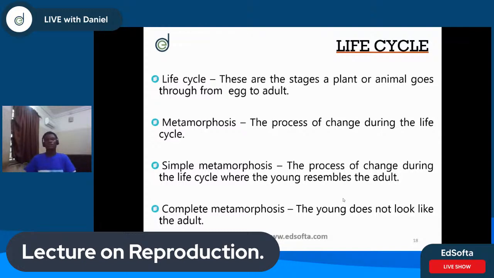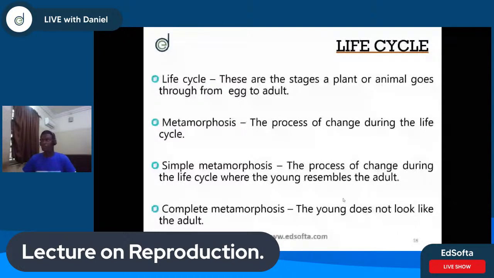So, life cycle. Man begins from birth and dies. The process by which he goes from childhood to the grave is what they call a life cycle. It occurs in all living organisms, everything that has life. So in a life cycle, there are stages a plant or animal goes through from egg to adult. It's called metamorphosis. That is a change; the process of change during the life cycle is called metamorphosis.